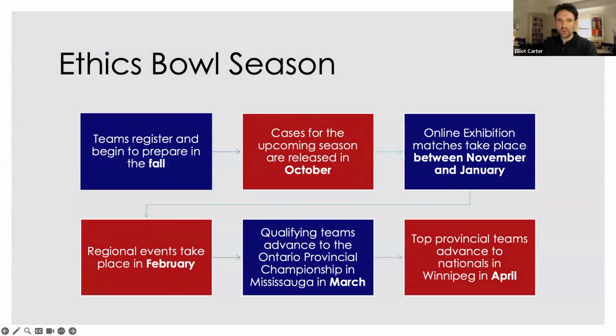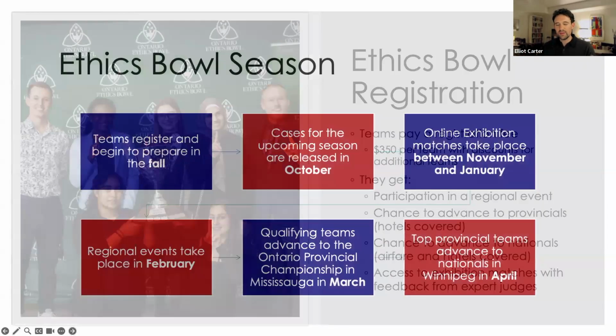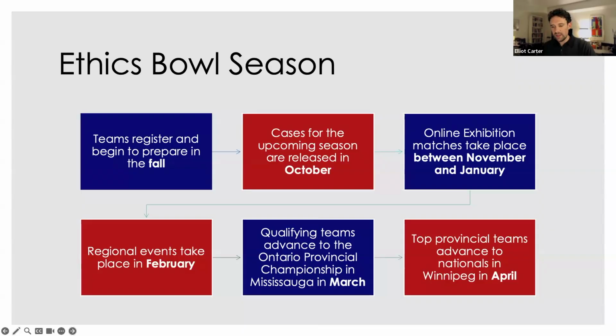So if you look at the Ethics Bowl season, and the current Ethics Bowl season is underway, right now we're at the stage where teams are registering, mostly registered at this point, and cases have been released for the year. So the first part of the season is in September. Teams begin to register and they begin to prepare. And then in October, the cases for the season are released. So we have a case writing committee at the umbrella national organization, Ethics Bowl Canada. They put together the cases for the year. And then those are distributed to teams and they get to start to work on them.